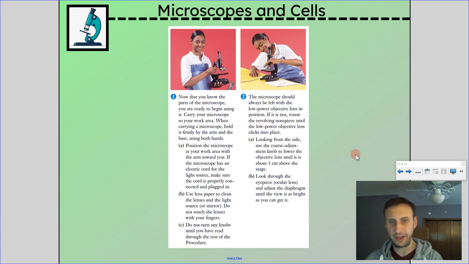The microscope should always be left with the low power objective lens in position. That way there's the max space between the stage and the lenses. If it is not, rotate the revolving nose piece until the low power objective lens clicks into place. Looking from the side, use the coarse adjustment knob to lower the objective lens until it is about 1 centimeter above the stage. Look through the eyepiece ocular lens and adjust the diaphragm until the view is as bright as you can get it.